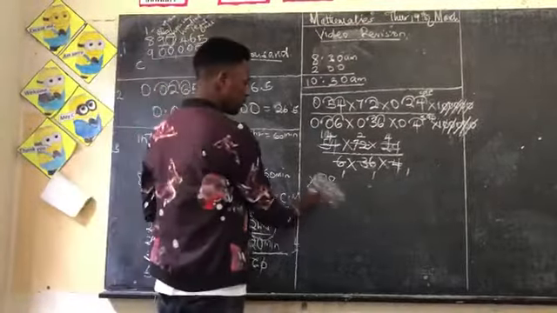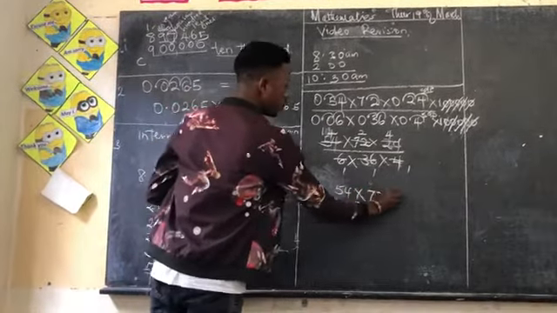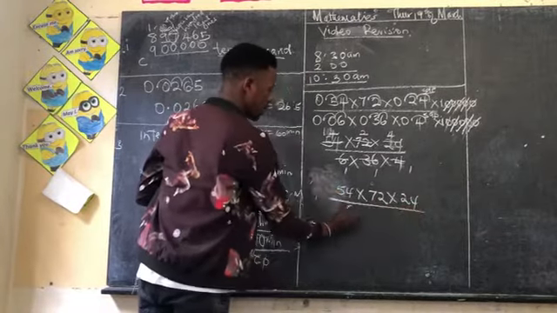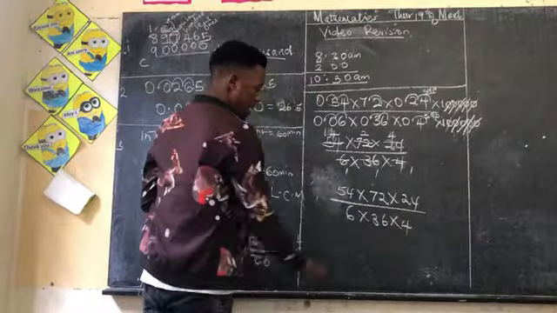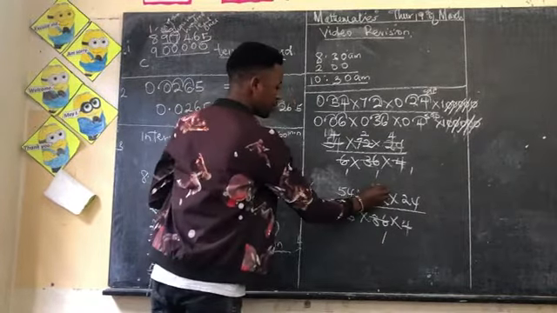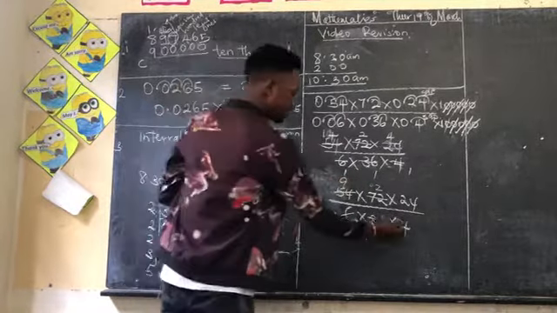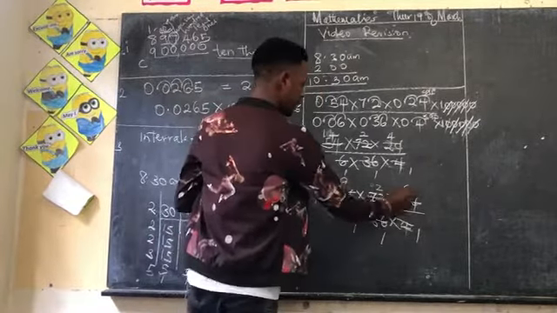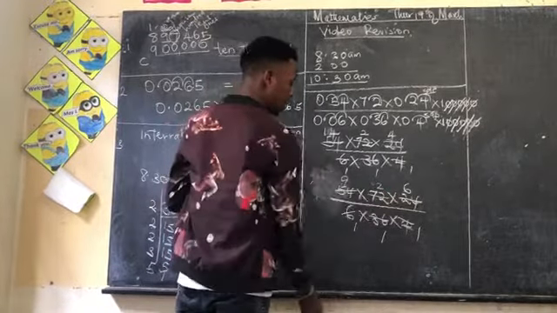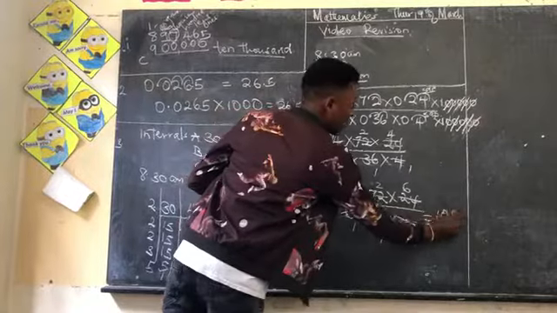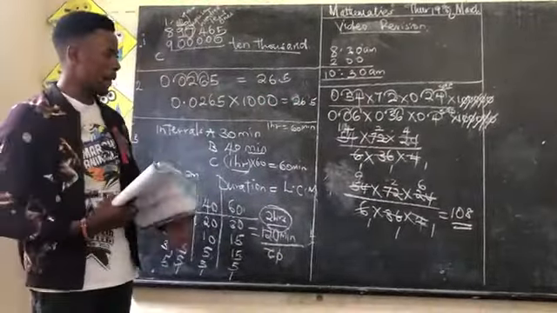So let's do this one again. 54 times 72 times 24 all over 6 times 36 times 4. 36 by 36 is 1, 6 by 6 is 1, 4 by 4 is 1, leaving 9 times 2 times 6. So 9 times 2, that is 18. 18 times 6, that is 108. Sorry for such a mistake. There was a mistake somewhere.